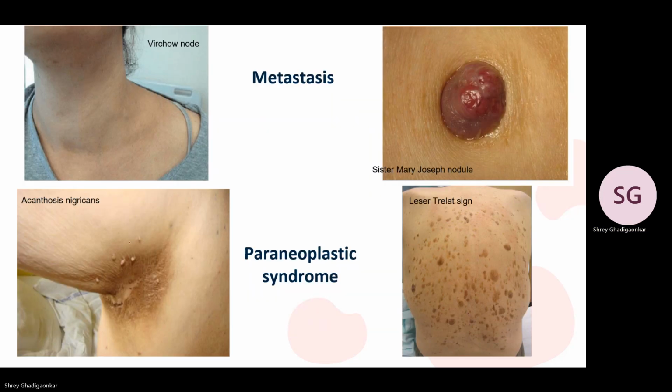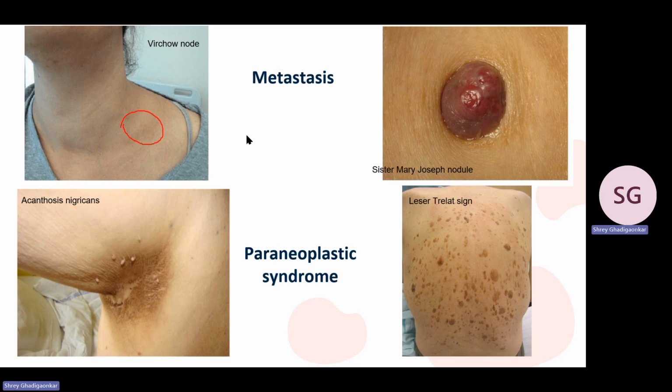Regarding the metastasis and the paraneoplastic syndromes, the metastasis can occur anywhere, but the most common one in gastric carcinomas is the Virchow node. You can see a swelling over here, which is visible, in the left supraclavicular fossa. It's usually a finding associated with enlarged lymph nodes, and it's typical for lymph node metastasis from gastric cancer, and it can also be found in other abdominal malignancies.